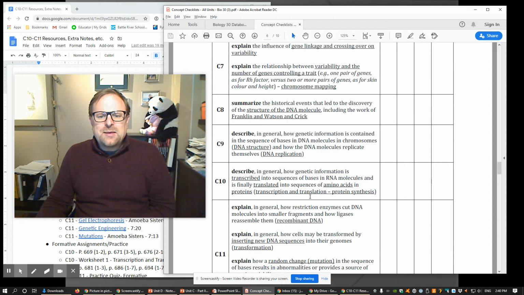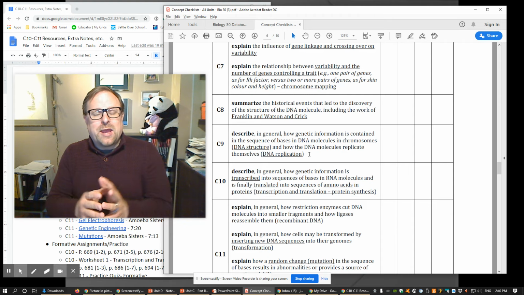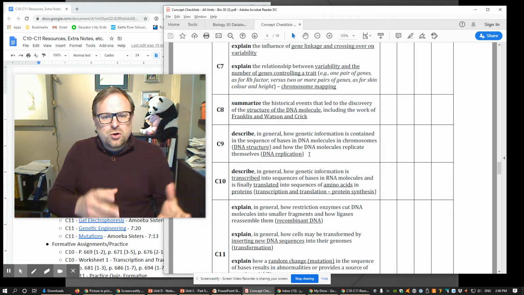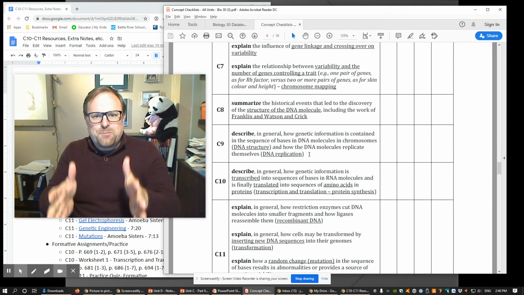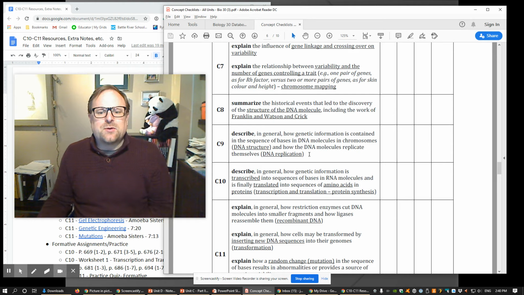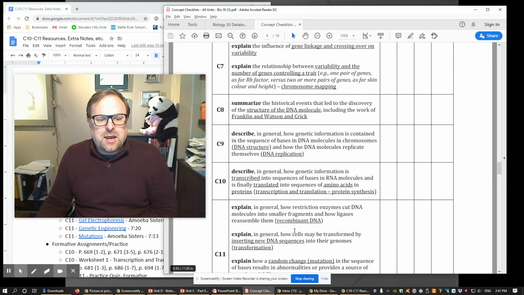Then lastly, what we moved on to in the last class was talking about the DNA molecule itself. We had a good close look at its structure, including the sugars and the sugar phosphate backbone and the nitrogen bases that go down the middle. And we talked a little bit about the process of DNA replication.